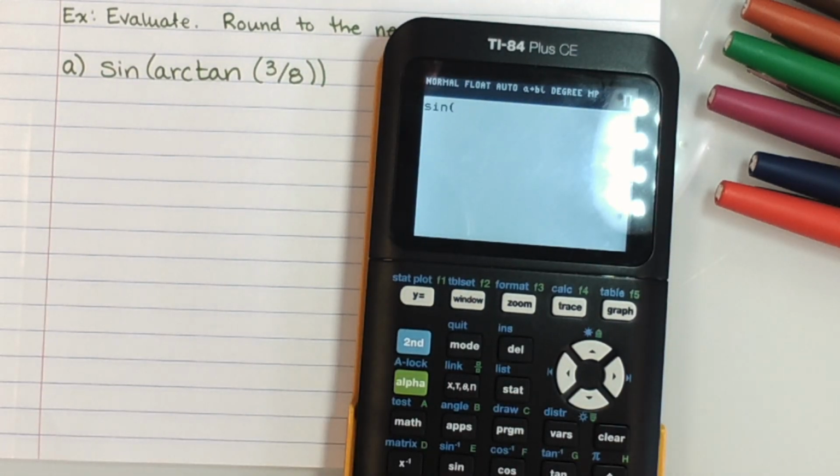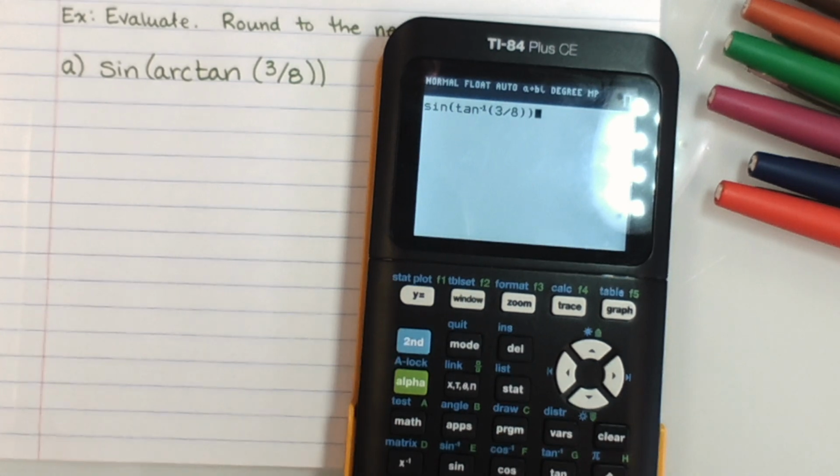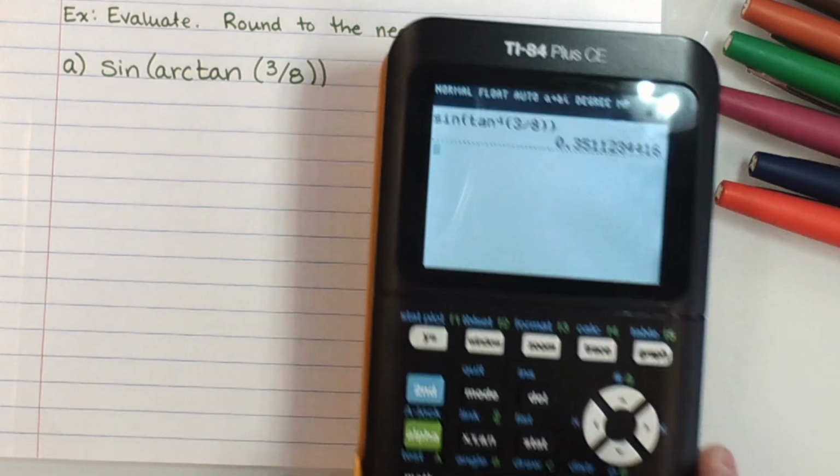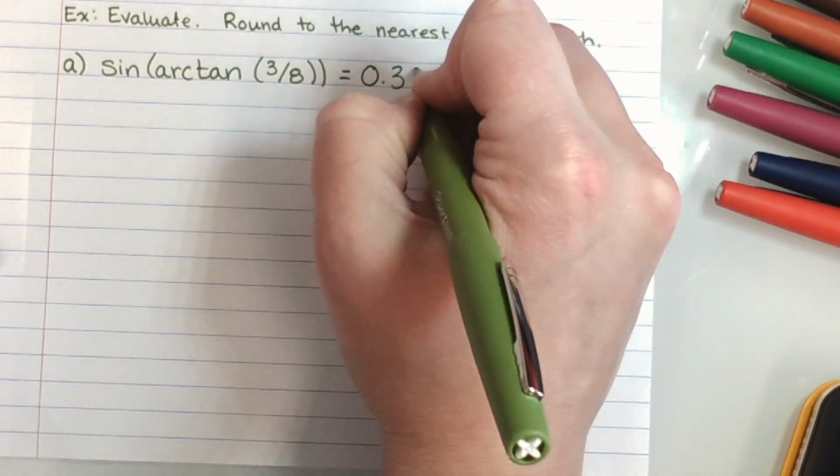Sine. Where's arctangent on my calculator? Tangent inverse. Rounded to the nearest thousandth, 0.351.